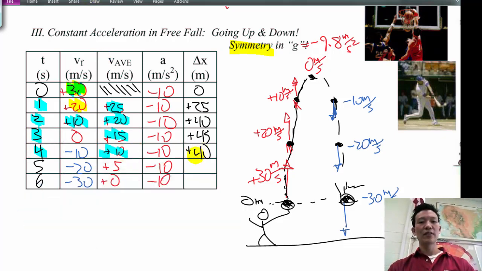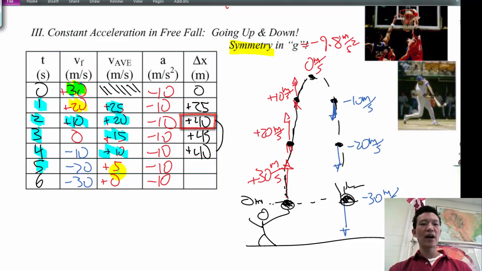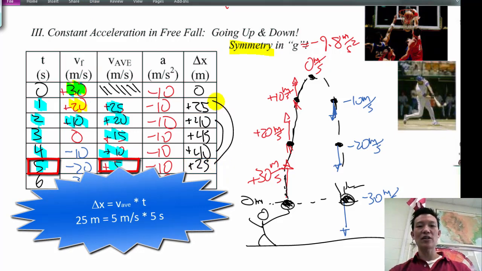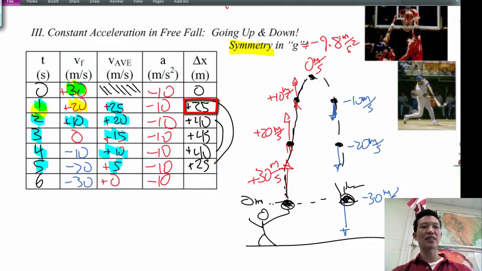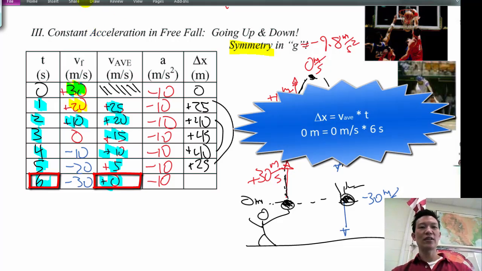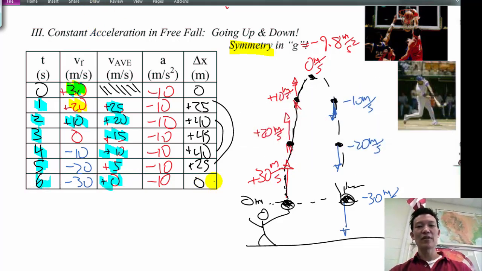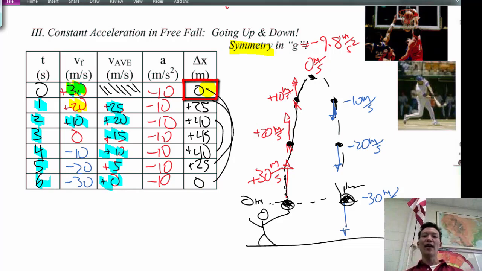You see that? Hey, wait a second. Is 40 deja vu? It is. That's what we got at what? 2 seconds. You see that? How about after 5 seconds? 5 times 5 is what? 25. Hey, that's deja vu also. That's what we got at 1 second. And after 6 seconds, what do you get? What? 0. Are you crazy? Bingo. Where is the ball? It is back where? Back in your hands.